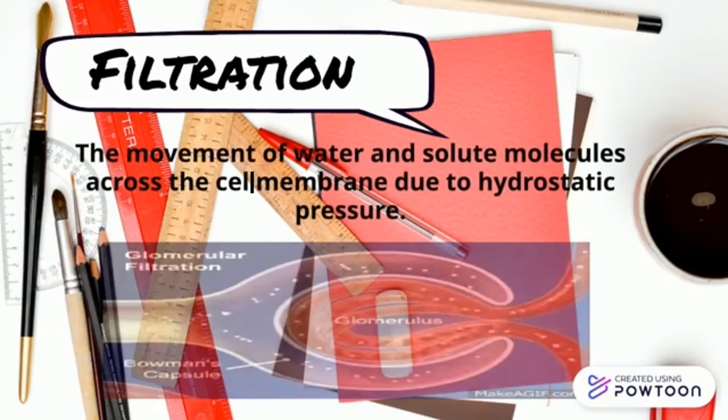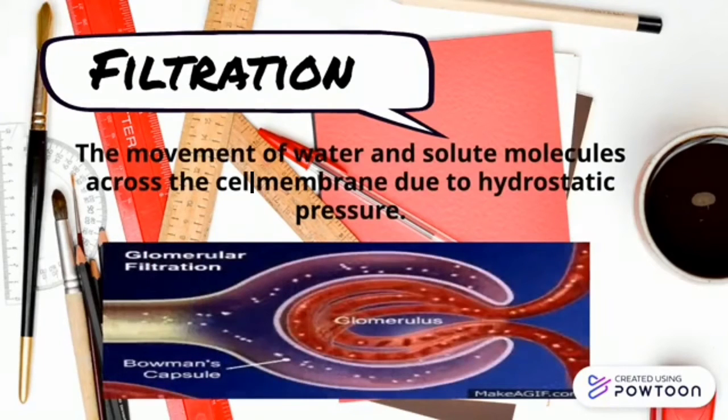Filtration is another passive process of moving material through a cell membrane, while diffusion and osmosis rely on concentration gradients. Filtration uses a pressure gradient.